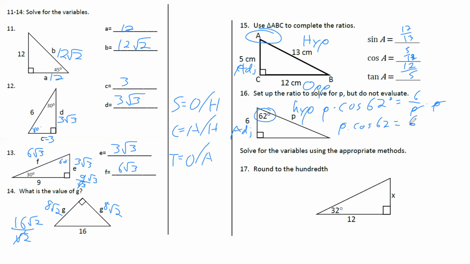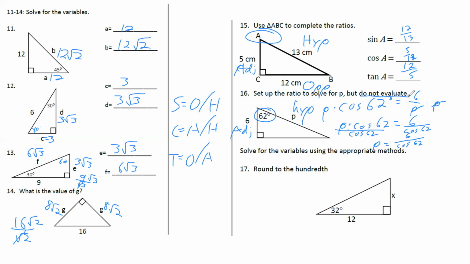When you get P by itself, this is currently multiplication between here. We're going to divide off cosine of 62. So P equals 6 over cosine of 62. We're not actually putting that into the calculator yet, because they said do not evaluate. So they don't want to find an answer. They just want to represent it as a ratio.